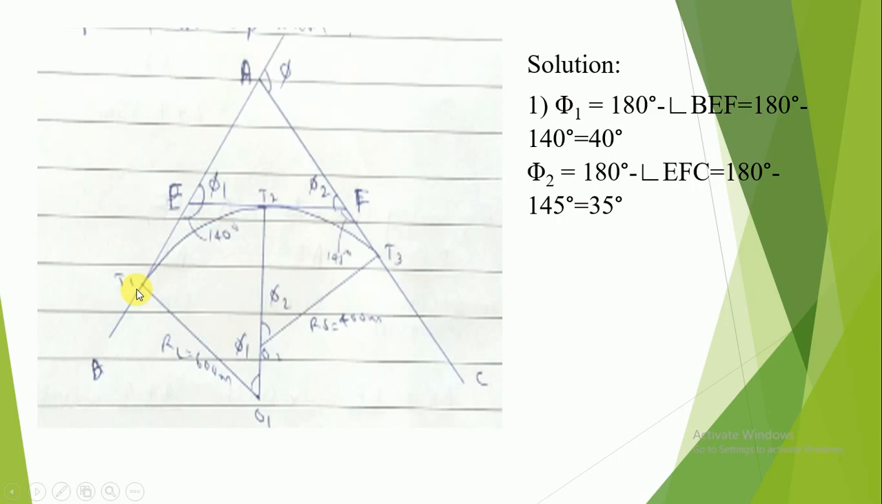In the problem they have provided the angle BEF as 140 degree and angle EFC as 145 degree. So 180 degree minus 140 degree, that is 180 degree minus angle BEF, gives phi1, which comes out to 40 degree. And to calculate phi2, 180 degree minus this 145 gives me phi2, that is 35 degree.